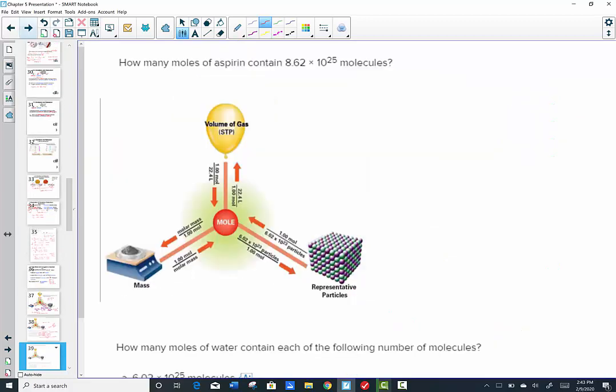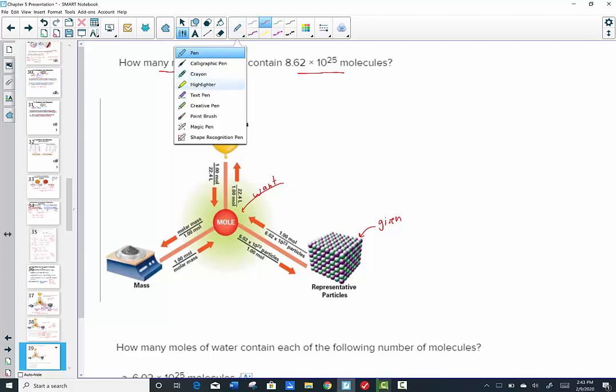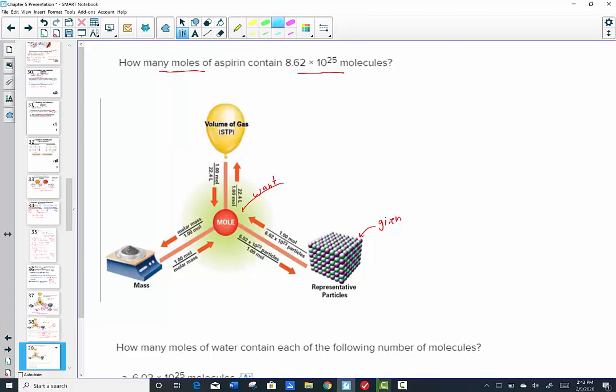What if we needed to go the opposite way? Notice here, how many moles means that's what we want. We want to know the moles. And this time we're given the individual particles, the number of molecules of aspirin. So I want you to notice your pathway here is a little different. You're given the molecules and we want to head into the mole. Heading in means we're going to divide by Avogadro.